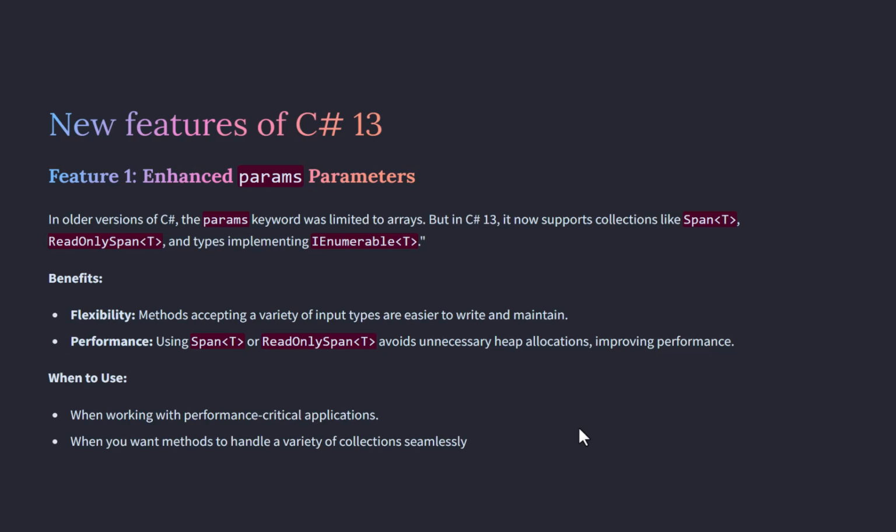Previously in C#, the params keyword only worked with arrays, which limited its use in performance-critical applications, where stack-allocated memory or other collection types like enumerables would be more efficient. So now, by enhancing this params, it's going to support more collection types like Span or ReadOnlySpan. It improves performance by reducing heap allocation, and provides flexibility in method design for scenarios involving variable-length arguments.